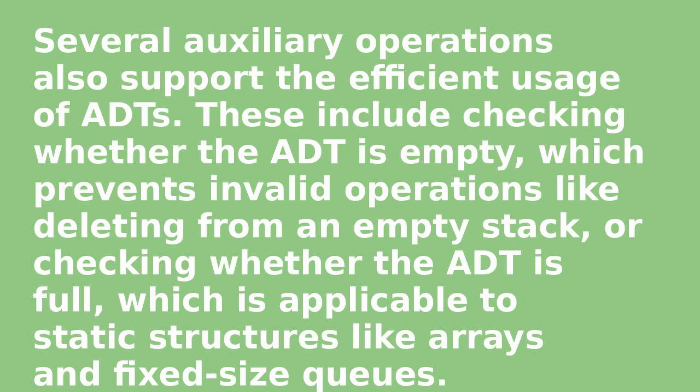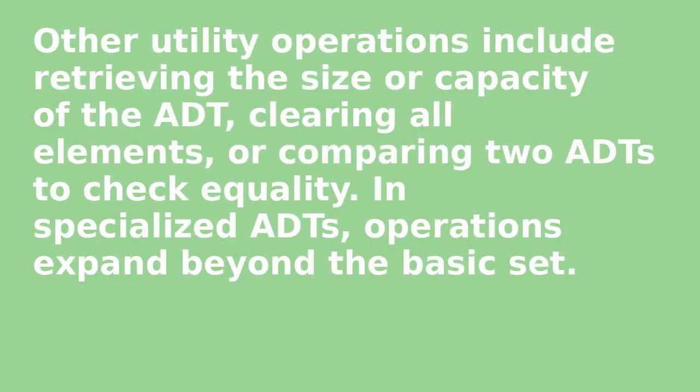which prevents invalid operations like deleting from an empty stack, or checking whether the ADT is full, which is applicable to static structures like arrays and fixed-size queues. Other utility operations include retrieving the size or capacity of the ADT, clearing all elements, or comparing two ADTs to check equality. In specialized ADTs, operations expand beyond the basic set.